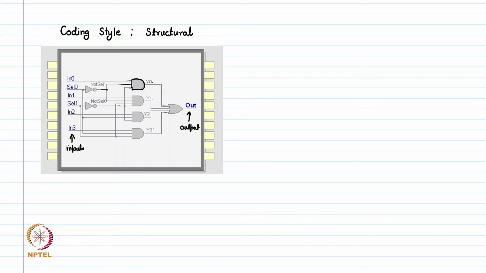In this kind of coding style, we know exactly the system inside, and we write the code in such a way that input 0 goes to an AND gate, and then the output goes to an OR gate and then creates the output. So the circuit is actually specified in terms of instantiations of lower level components. So these are the lower level components.